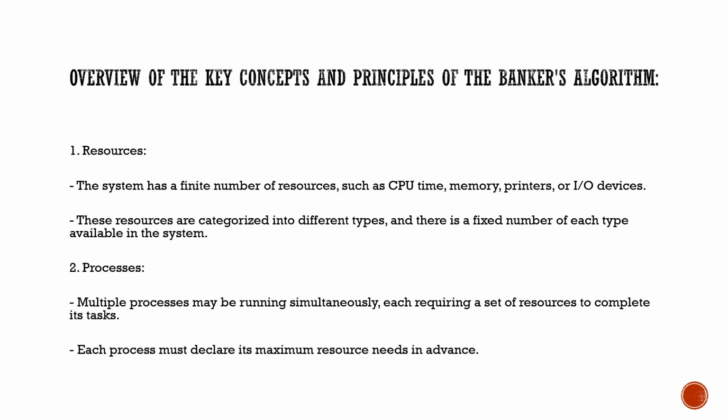Principles of Banker's algorithm. The system has a finite number of resources such as CPU time, memory, printers, or I/O devices. These resources are categorized into different types and there is a fixed number of each type available in the system. Multiple processes may be running simultaneously, each requiring a set of resources to complete its tasks.